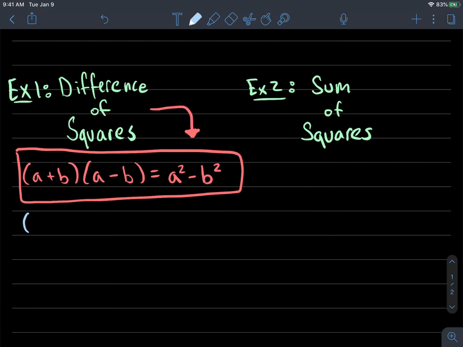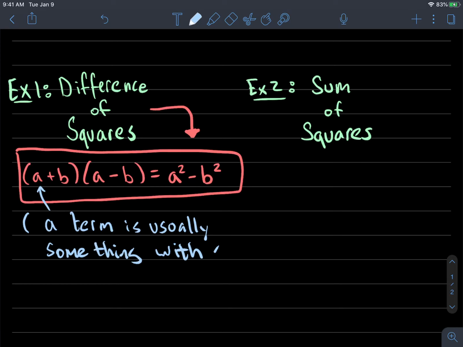Usually your a term is whatever has x, something with x, and your b term is usually just a number. I said x, but it can be any variable.